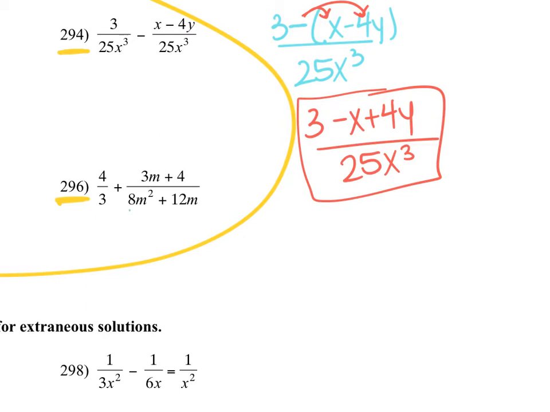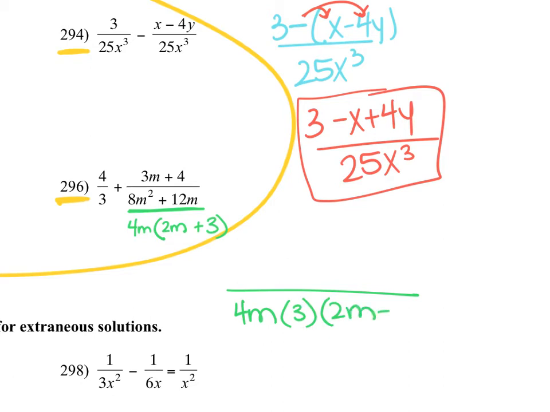Okay, and then when I look at 296, I'll do it in green. So let's factor this denominator out because everything looks very complicated. So if I factor out a 4m, I get m, 2m plus 3, then I know that my denominator is going to have a 4m, a 3, and a 2m plus 3. That's going to be my common denominator. So now whatever I do to the bottom, I do to the top. So let's just copy this down. 4m times 3 times 2m plus 3.